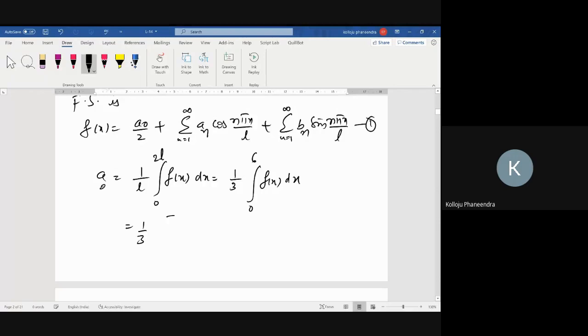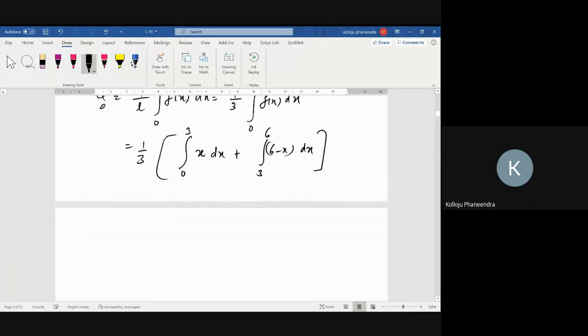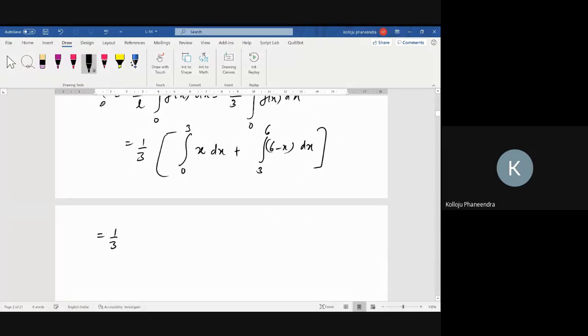This is 1 by 3. Since the 0 to 6 interval is split into two parts, 0 to 3: in 0 to 3, what is f of x? x. And in 3 to 6, what is f of x? 6 minus x dx. Next integration. 1 by 3, x square by 2 between 0 to 3, and 6x minus x square by 2 between 3 to 6.